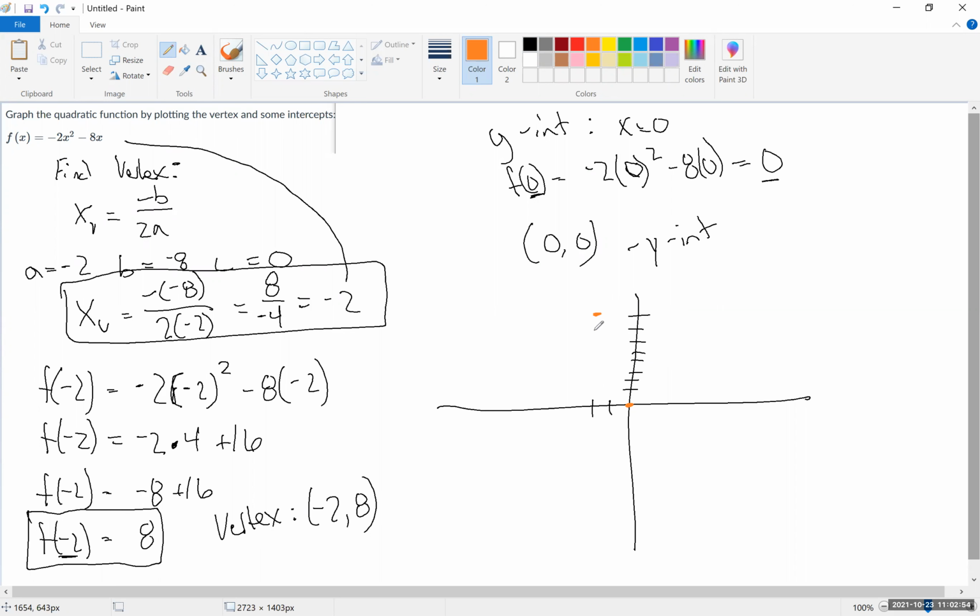Okay. And now we know this is a parabola. So we can connect the vertex with the y-intercept. And whatever happens on the right side, the exact same thing happens on the left side. It looks like a parabola. This is the fastest way. I don't want to say it's the best way, but it's the fastest way to graph. Okay.